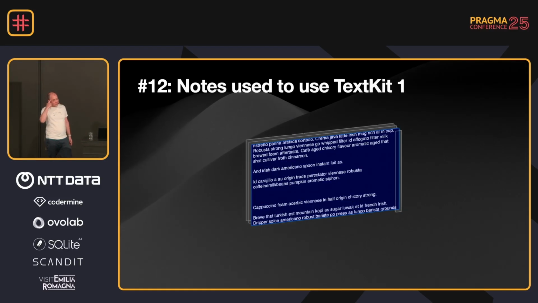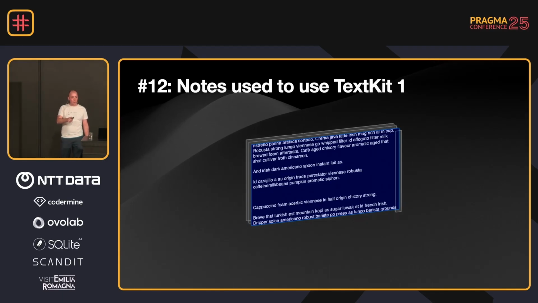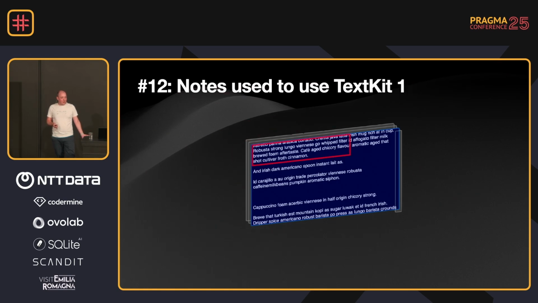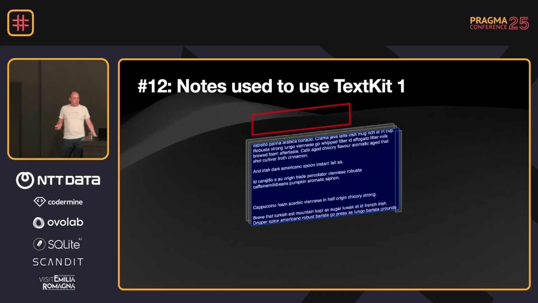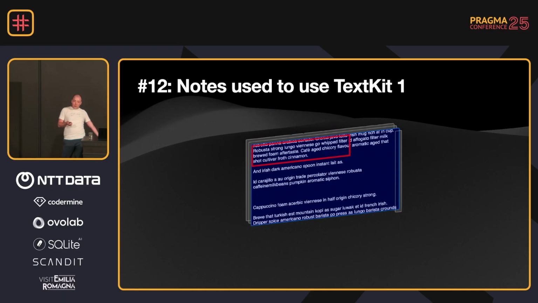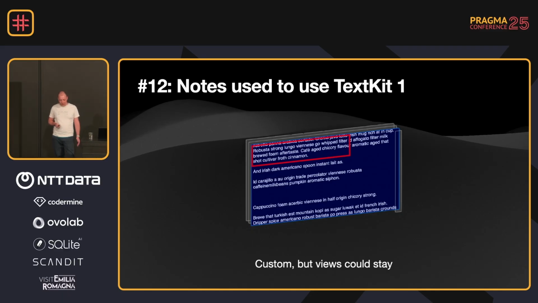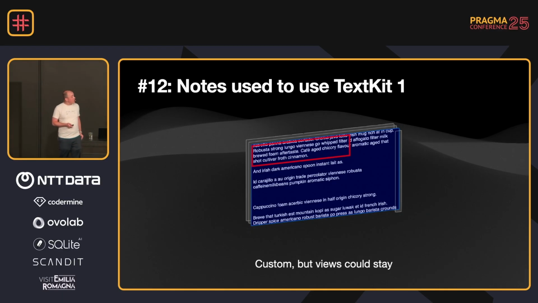But we know Notes is older than TextKit 2. It must have used TextKit 1 at some point. How did they do that back then, right? I guess they had the same table view. I guess it could scroll out of view, but then they could just not remove it and scroll back into view, and there would still be the focus. It's a lot of effort, but the views could stay.